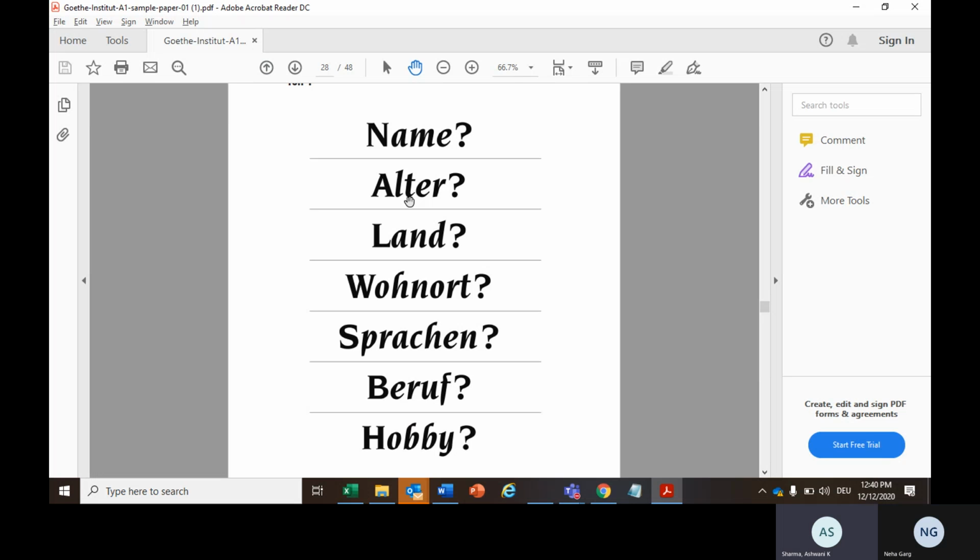Ich bin zweiunddreißig Jahre alt. Ich komme aus Indien, or ich bin Inder. Ich bin Inder. Ich wohne in Neu Delhi.